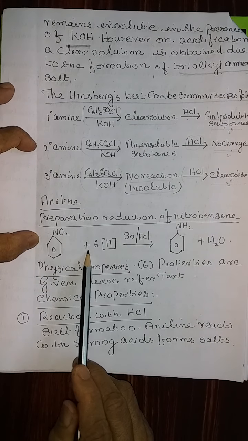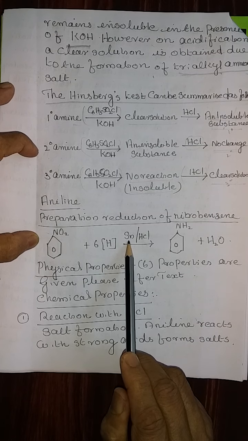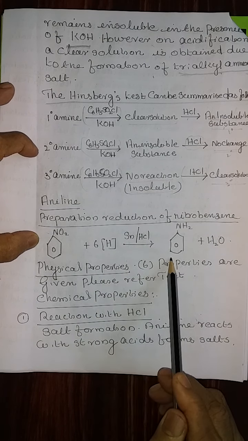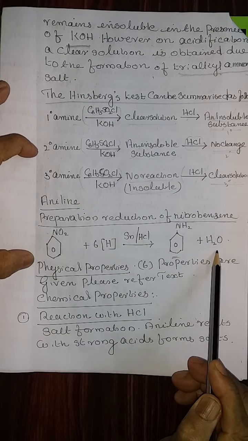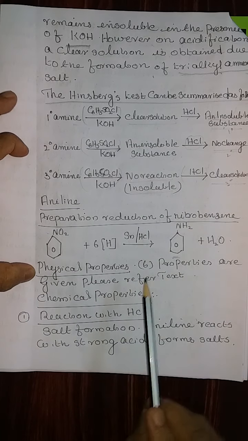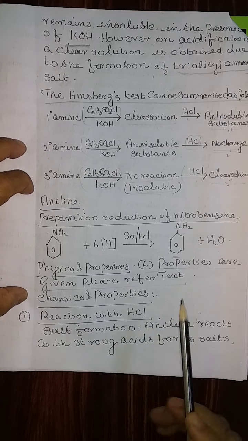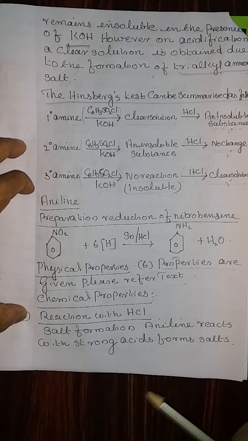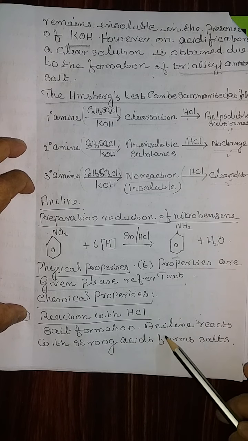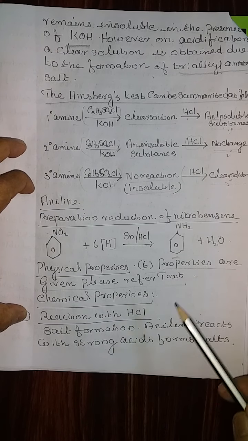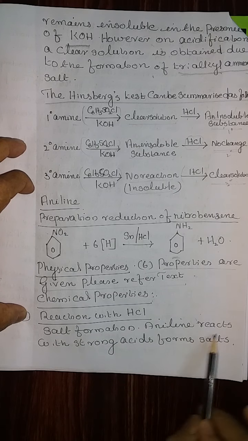Nitrobenzene, when it is subjected to reduction with nascent hydrogen, which is obtained from zinc, tin and HCl, gives primary amine, that is aniline, and water. Now physical properties: 6 physical properties are given in the text. Please refer to the text. Chemical properties: all the chemical properties you can write by yourself, because we already studied them with aliphatic amines. Very slight differences will be explained.